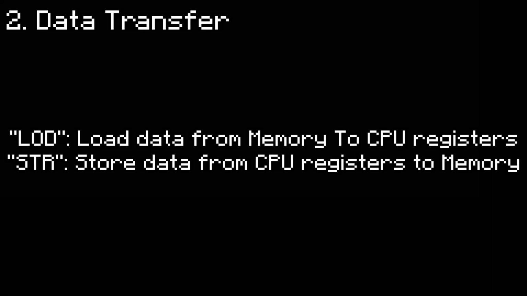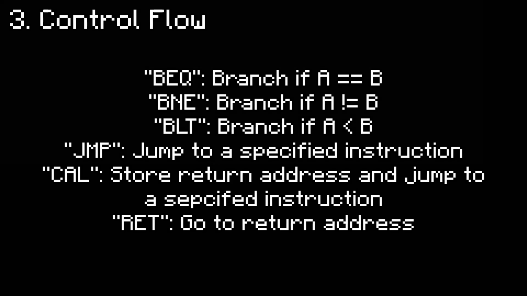For data transfer between the CPU and the memory, we can have operations such as load and store. Load will read data from the memory and store it inside the CPU memory, which is called registers. Store will write data from the CPU registers back to the memory. For control flow, we can have operations for branching, jumping, and calling functions. Branching allows us to make decisions in our program, like if-else statements. Jumping allows us to go to a different part of the program, and calling functions allows us to reuse code in our program.